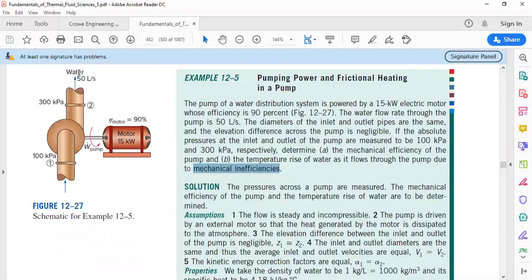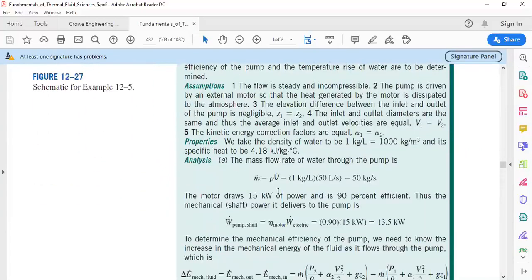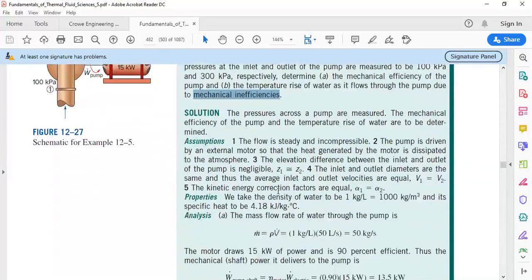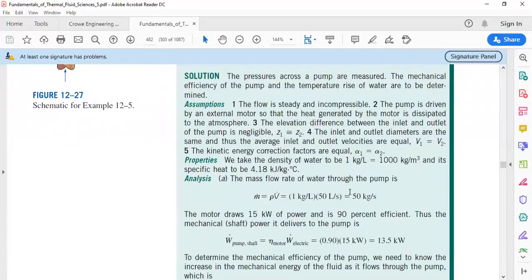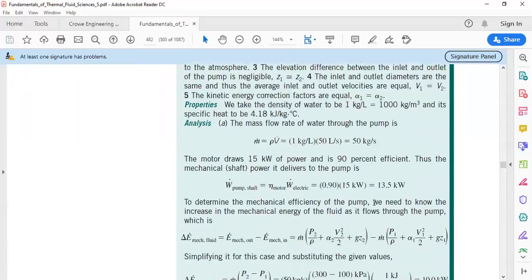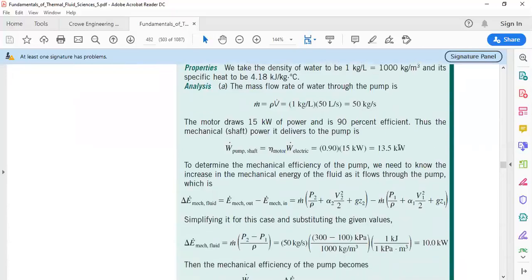Also, now we have the volume flow rate of the flow. Since it's the same diameter, the mass flow rate will simply be the density times the volume flow rate, which here equals 50 kilograms per second, knowing that the density of the water is 1,000 kilograms per cubic meter, which can be converted to kilograms per liter. The 1,000 kilograms per cubic meter is equivalent to 1 kilogram per liter, since 1 liter is equivalent to 10 to the power minus 3 cubic meters.